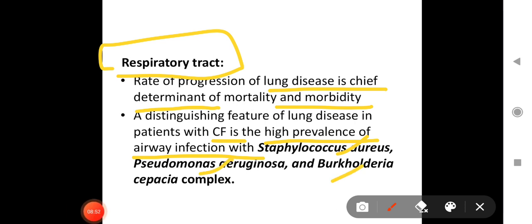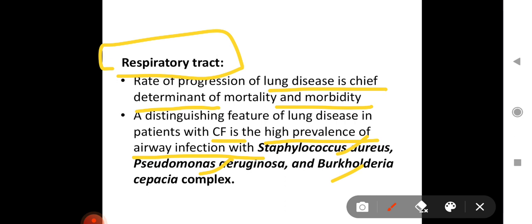So this is a good question: even other immunodeficient patients may present with recurrent respiratory tract infections, and some allergic patients or other factors are also there for frequent respiratory infections. But how do you differentiate that this patient is more likely to have cystic fibrosis? There is the prevalence of airway infection with Staph aureus, Pseudomonas aeruginosa, and Burkholderia cepacia complex.